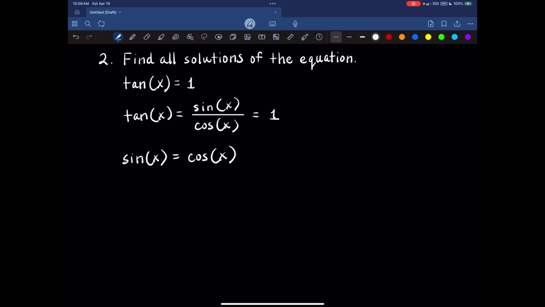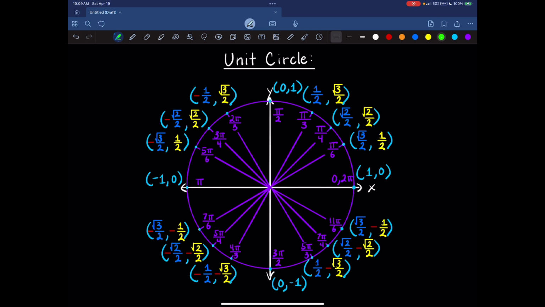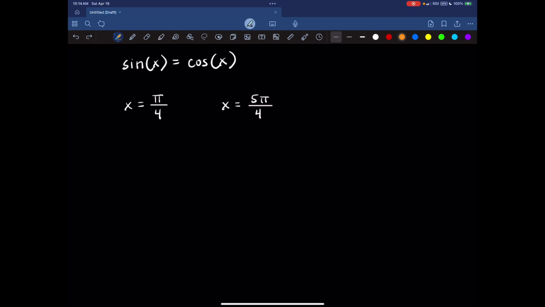And to find out where that's true, let's look again at our unit circle. Going back to our unit circle, we have to find where sine of x, which is the y-coordinate, and cosine of x, the x-coordinate, are equal to each other. And I see two solutions here. I see one at pi over 4, right, square root 2 over 2, and square root 2 over 2. And I also see one at 5 pi over 4, where we have negative square root 2 over 2 and negative square root 2 over 2. So let's write down those two solutions. So now we have two angles where tangent is 1, pi over 4 and 5 pi over 4.